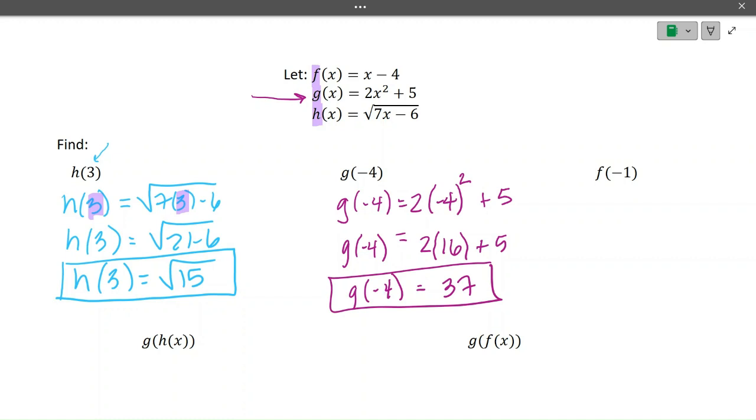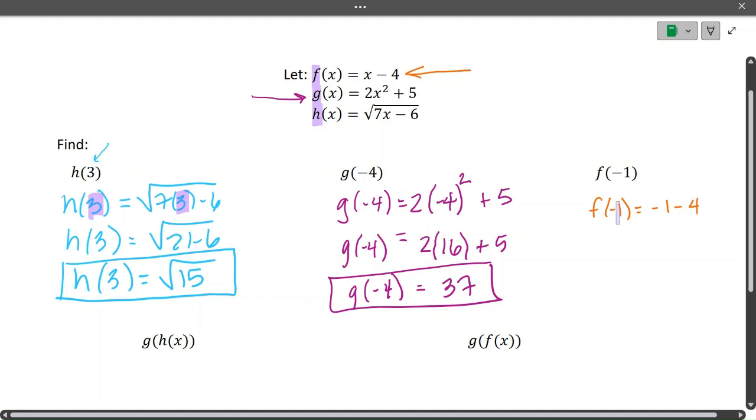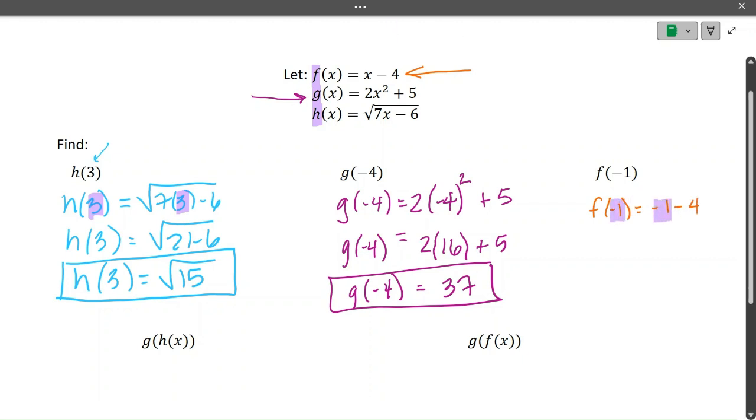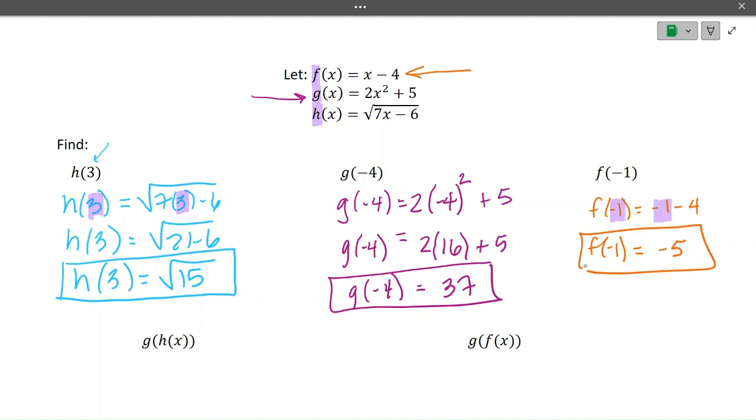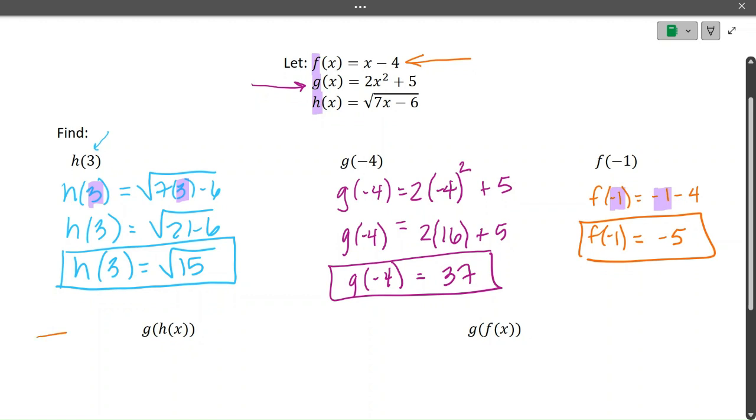And our last one is f of negative 1. So I'm looking at this function here, and everywhere I see x, I'm plugging in negative 1. Once again, you can see that I replaced all the x's with negative 1. When I do that in this linear function, I know that when I plug negative 1 in for x, I get negative 5 out. All right, so that is the basics of function notation, but sometimes we have composite functions. That would be this down here.